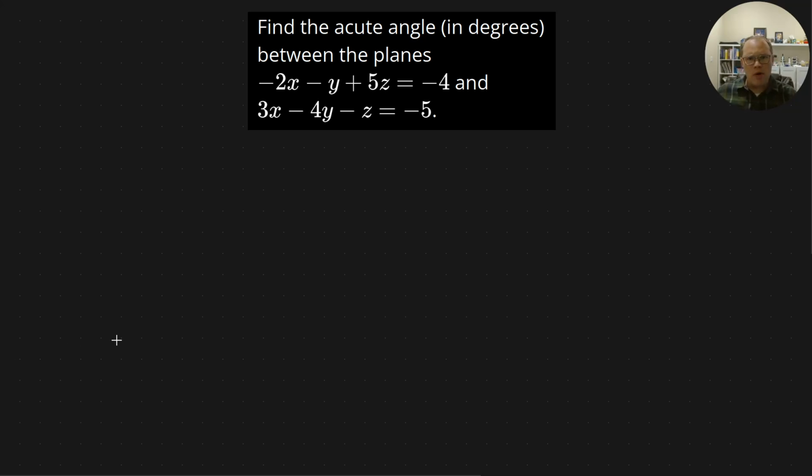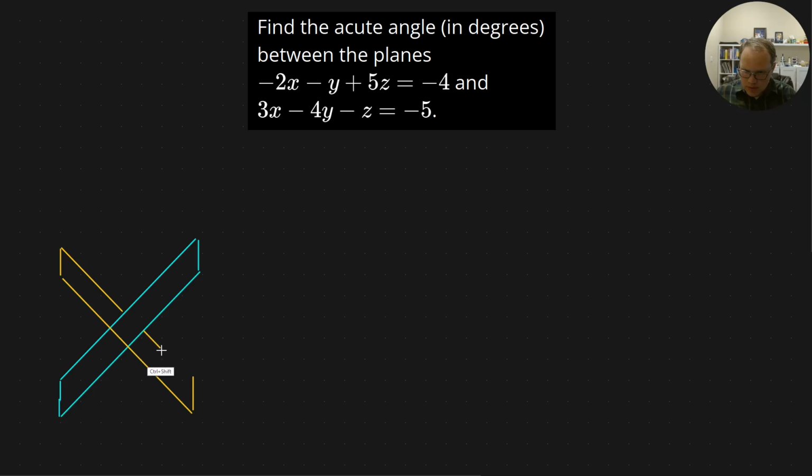For this problem, we want to find the acute angle between two intersecting planes. So we're going to have two planes. Okay, there's plane 1. And here's plane 2. And they're going to intersect. Okay, so we have our two intersecting planes. How do we find the angle between them?